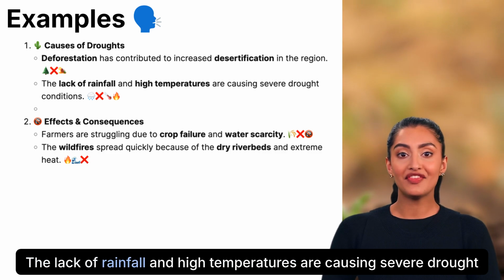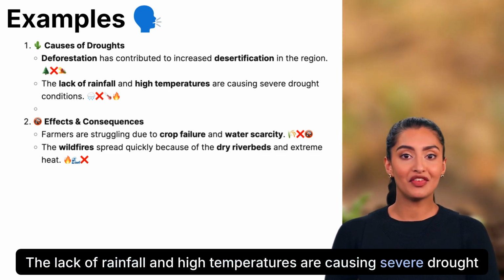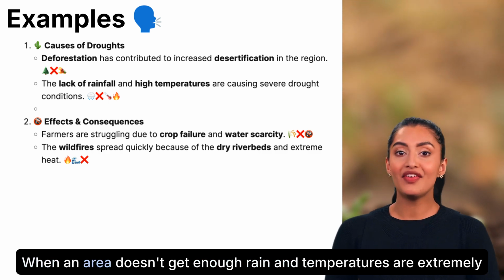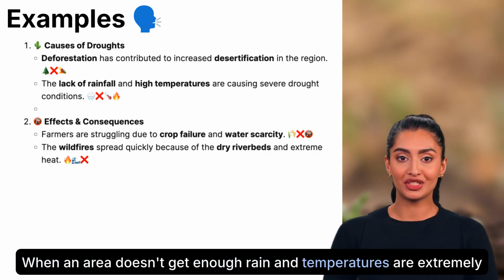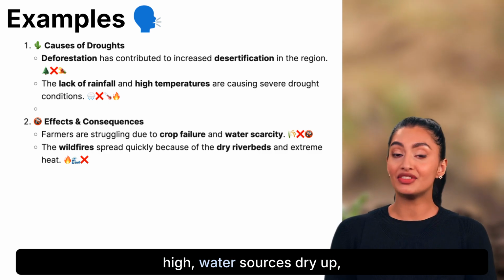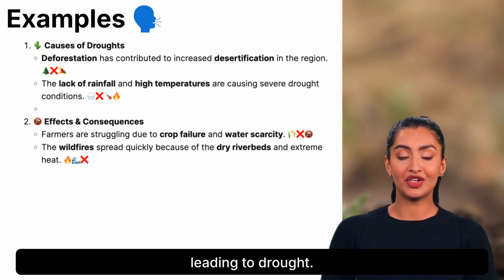The lack of rainfall and high temperatures are causing severe drought conditions. When an area doesn't get enough rain and temperatures are extremely high, water sources dry up, leading to drought.